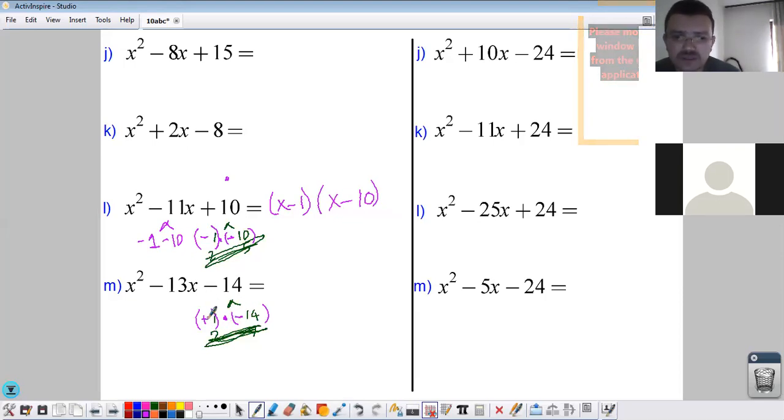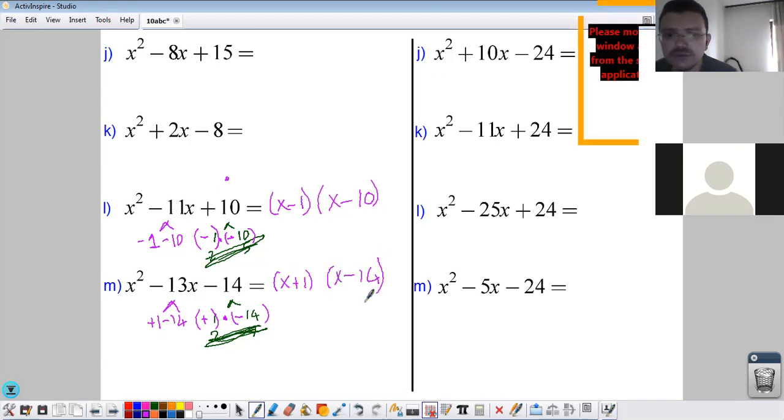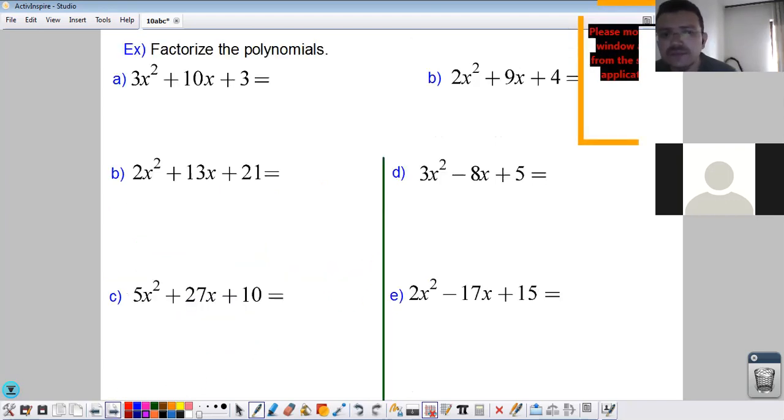Minus 14 times plus 1, the product of them is minus 14. When you add them, plus 1 minus 14, that makes minus 13. So everything is okay. (x plus 1) and (x minus 14), we factorize this. So we have the other case under this topic with trinomials. What if we also have another number before the first one?